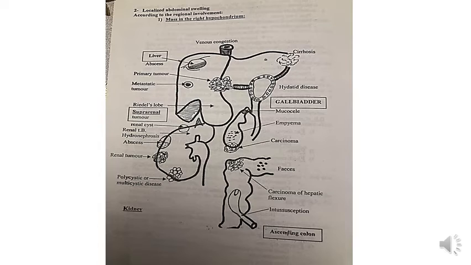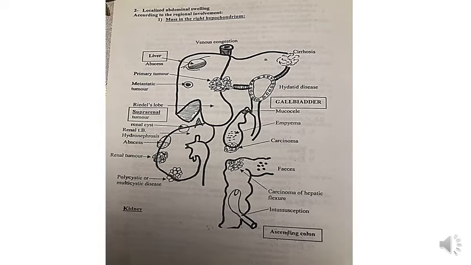Then we go down to a mass that may arise from the gallbladder. It may be a mucocele or an empyema or carcinoma of the gallbladder. A mucocele or empyema results from obstruction at the neck of the gallbladder, leading to accumulation of mucinous secretions inside the gallbladder that may attain a very huge size, even going down to the right iliac fossa. And whenever this mucocele has a bacterial infection, it leads to the development of empyema.